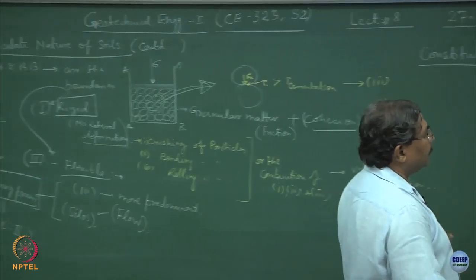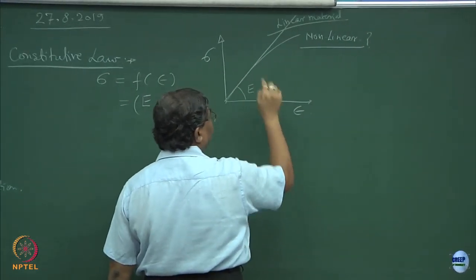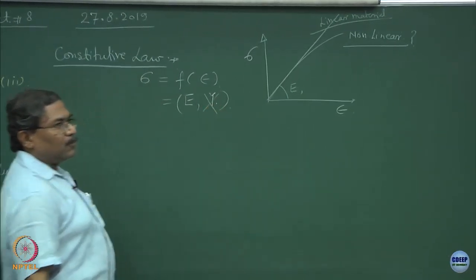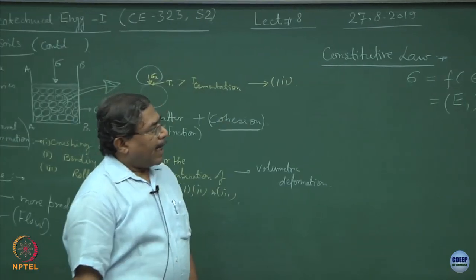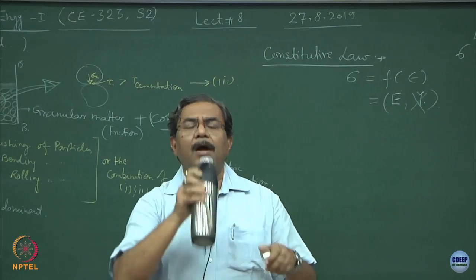Any questions here? The slope of this line could be the elastic modulus. We normally do not use the term y as the yield modulus over here. It's okay. Any question?